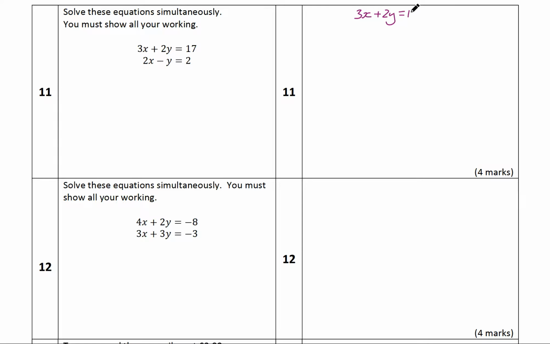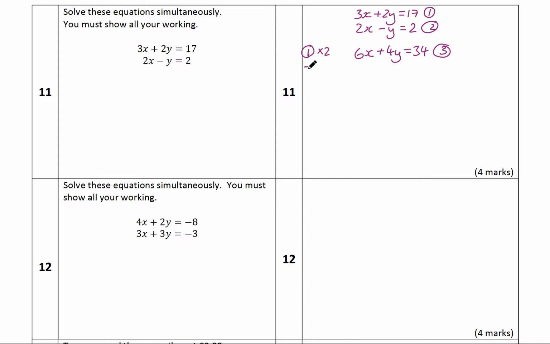3x plus 2y equals 17, we'll call that equation 1. And 2x minus y equals 2, we'll label that equation 2. Now, I can't just turn this into 3x that easily, and I can't turn that into 2x very easily. So what I'm going to do is actually change both equations here and turn these both into 6x.